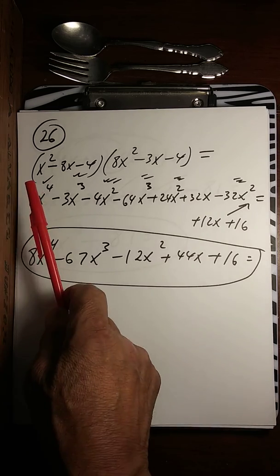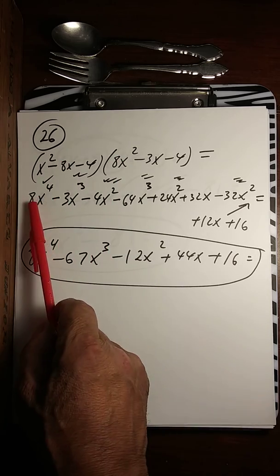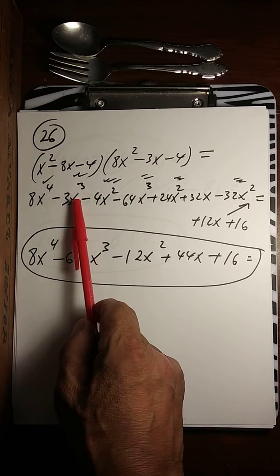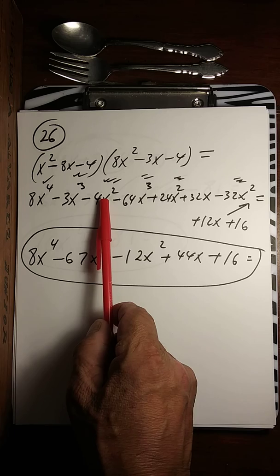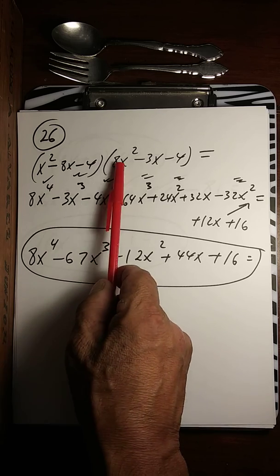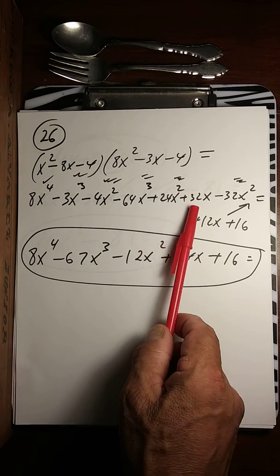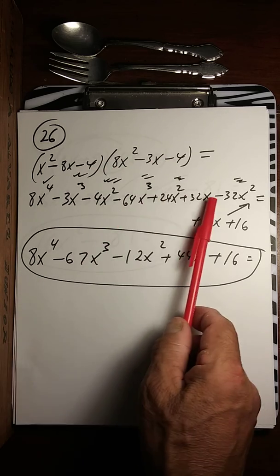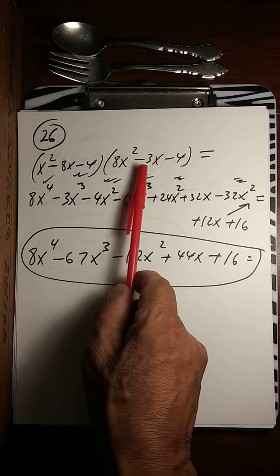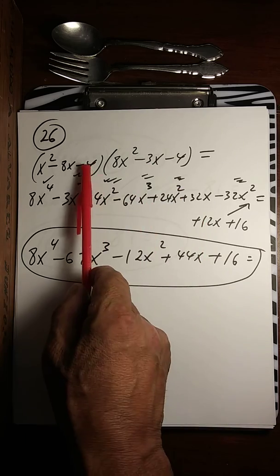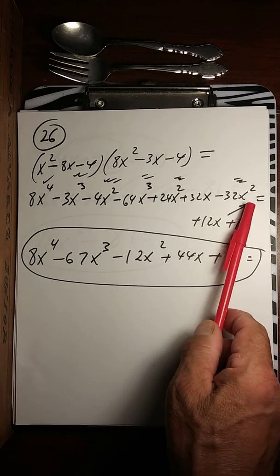This one, multiplication. The first and the first is that. First and the second is that. First and the last is there. So now this one. That times that. That times that. And the last, there it is. And the last one, negative 4 times that, negative 32x squared. 4 times negative is positive, and negative to negative is a positive. So these guys go here, don't fit.